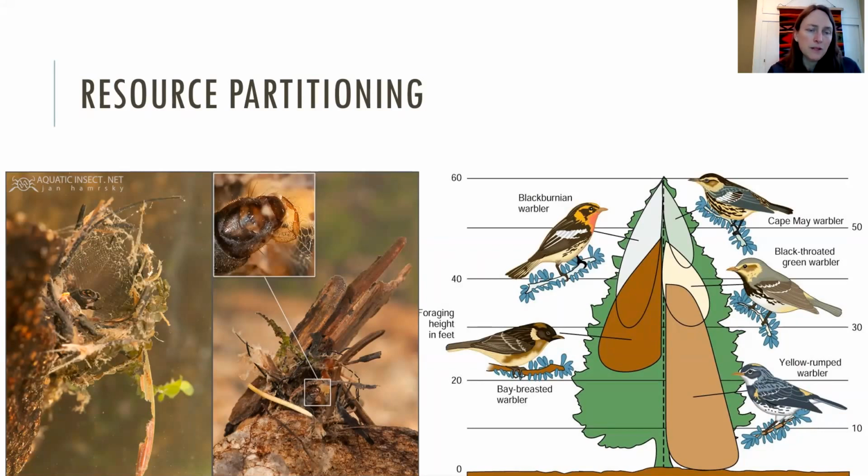Another example would be this net spinning caddisfly. It might partition resources by sharing parts of the rock. So, it can only make its net so big. And so its neighbor might set up its net downstream or nearby. And so they're partitioning the resources in the drift and trying to avoid competition with one another. You wouldn't want to set your net up right downstream of another caddisfly just because you wouldn't catch much.